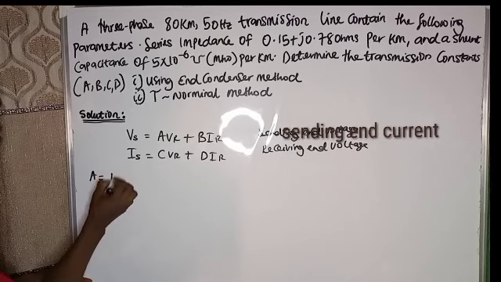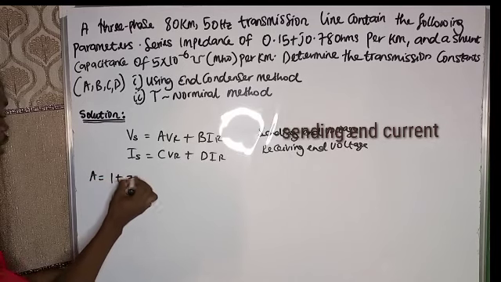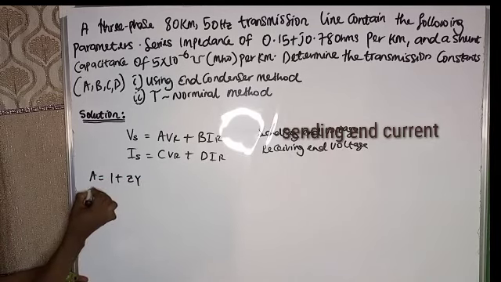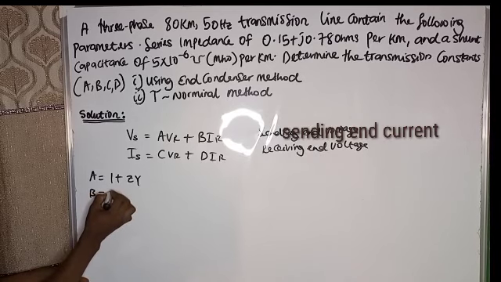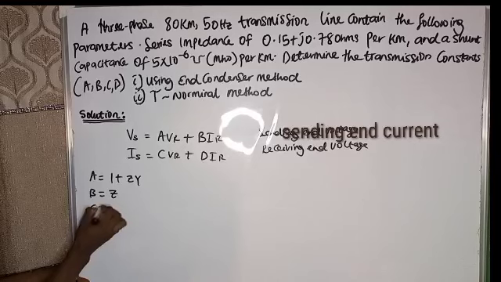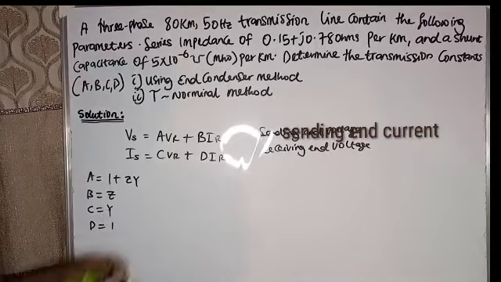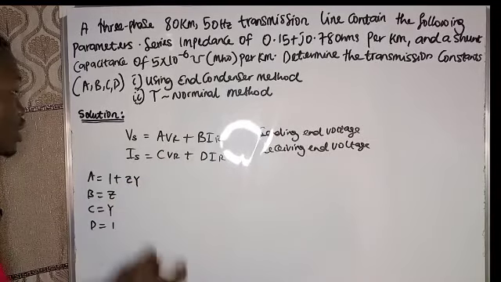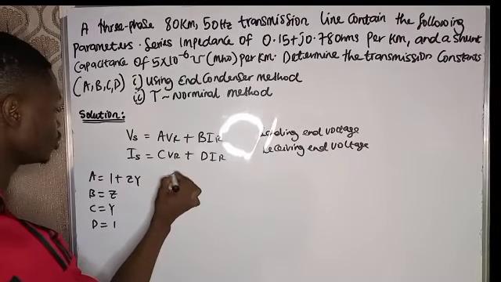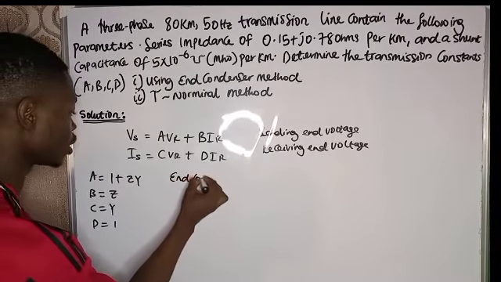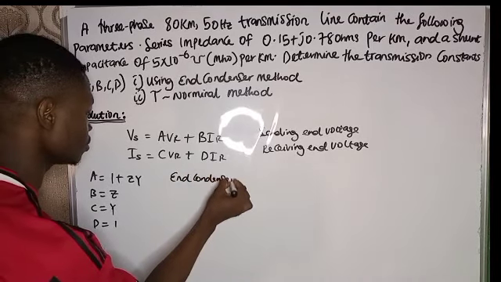So under the N condenser method, we have that our A is equals to 1 plus Zy. Then our B is equals to Z. Then our C is equals to Y. Our D is equals to 1. Now we are going to know the relationship between these things. So we are going to write the N condenser method.